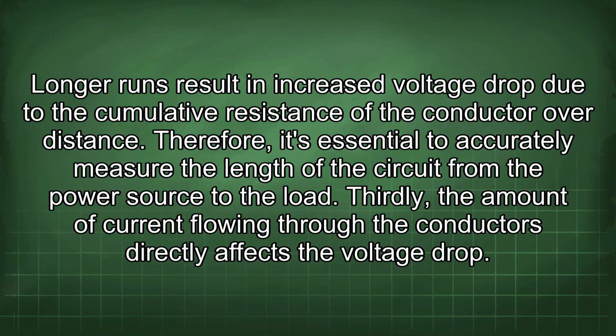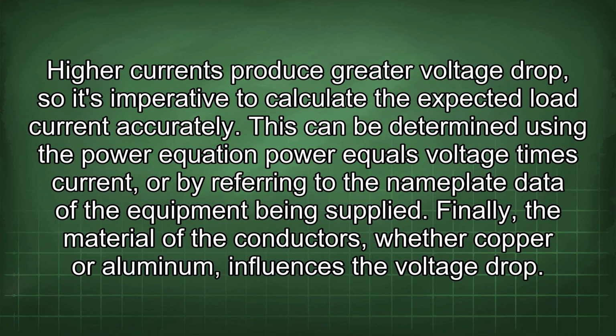Thirdly, the amount of current flowing through the conductors directly affects the voltage drop. Higher currents produce greater voltage drop, so it's imperative to calculate the expected load current accurately. This can be determined using the power equation, power equals voltage times current, or by referring to the nameplate data of the equipment being supplied.